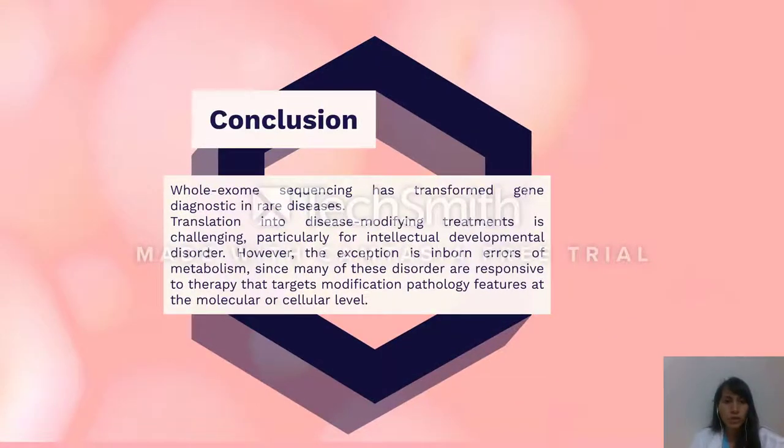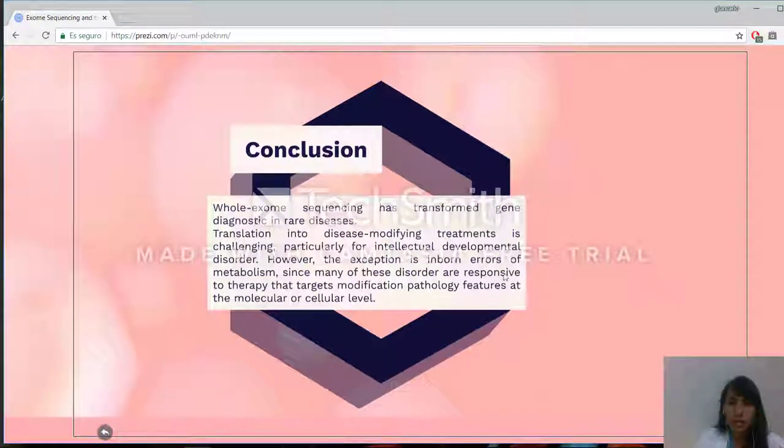The conclusion: exome sequencing has transformed gene diagnosis and rare disease diagnosis, but translation into disease-modifying treatments is challenging, particularly for intellectual developmental disorders. However, in the section on inborn errors of metabolism, many of these disorders are responsive to therapy that targets modifiable pathology features at the molecular or cellular level.